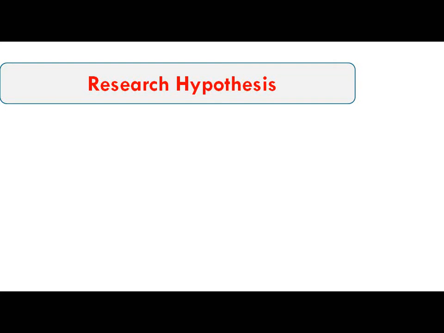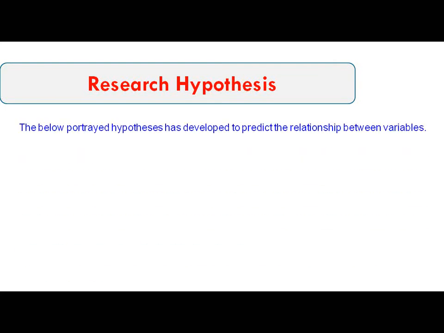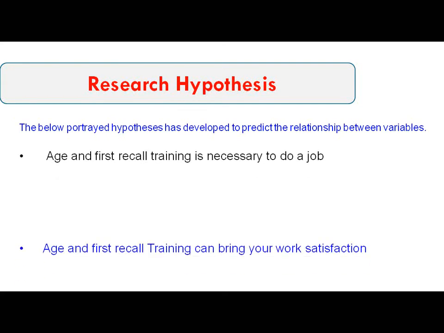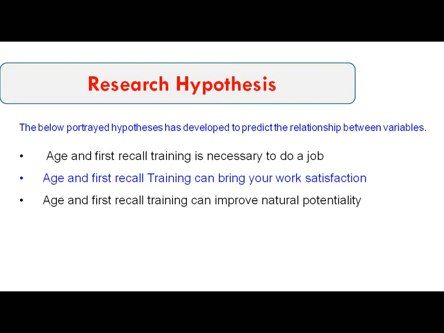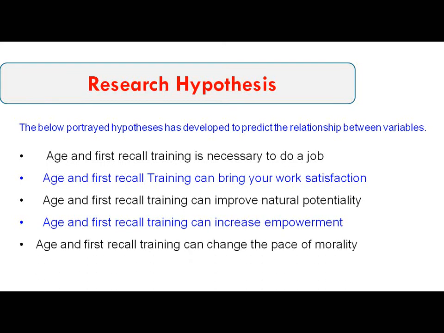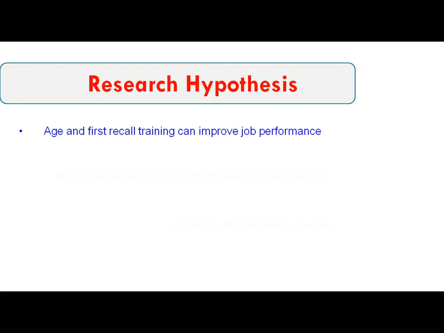The hypotheses portrayed below have been developed to predict the relationship between the variables. Age and first recall: training is necessary to do a job. Training can bring you work satisfaction. Training can improve natural potentiality. Training can increase empowerment. Training can change the pace of morale. Training can improve job performance.